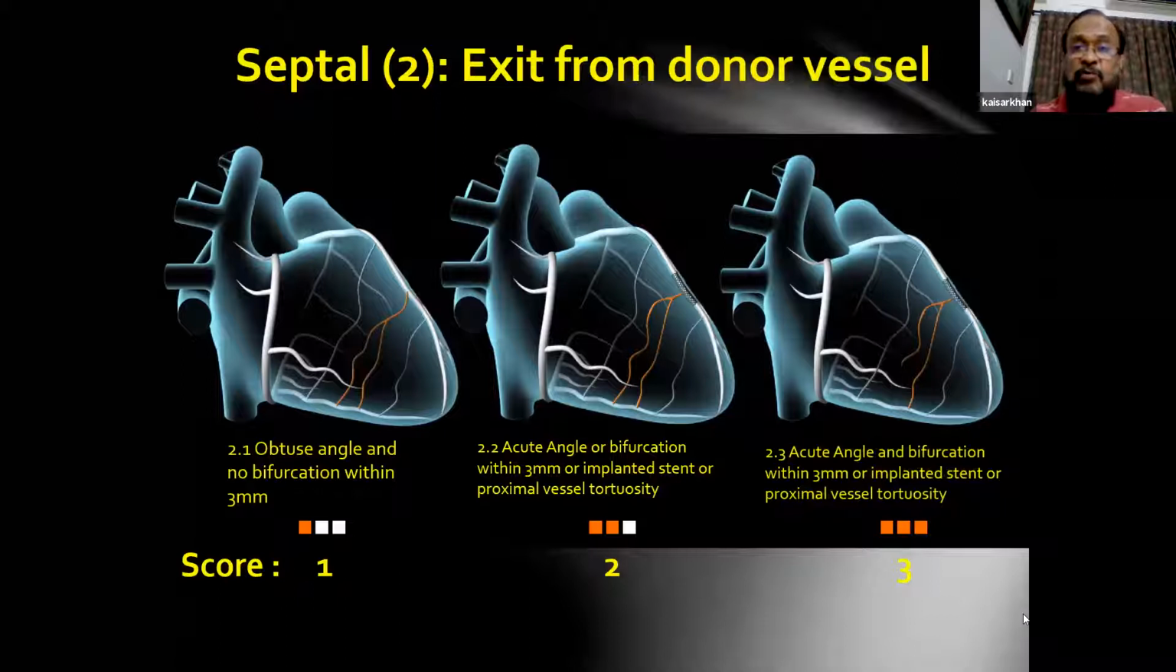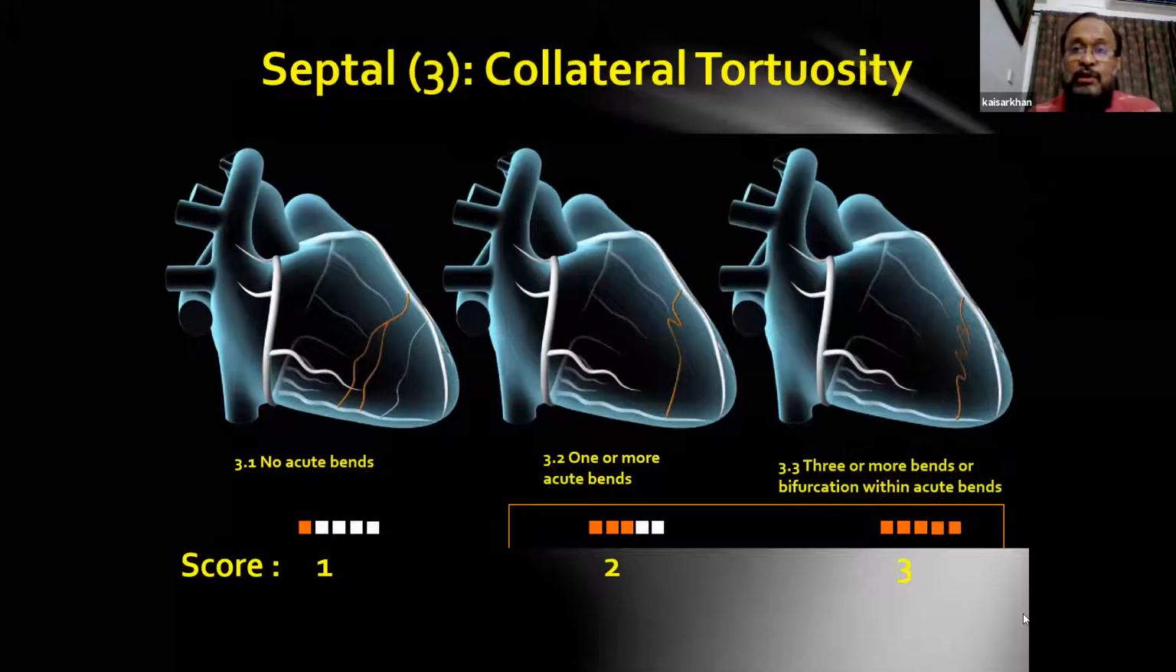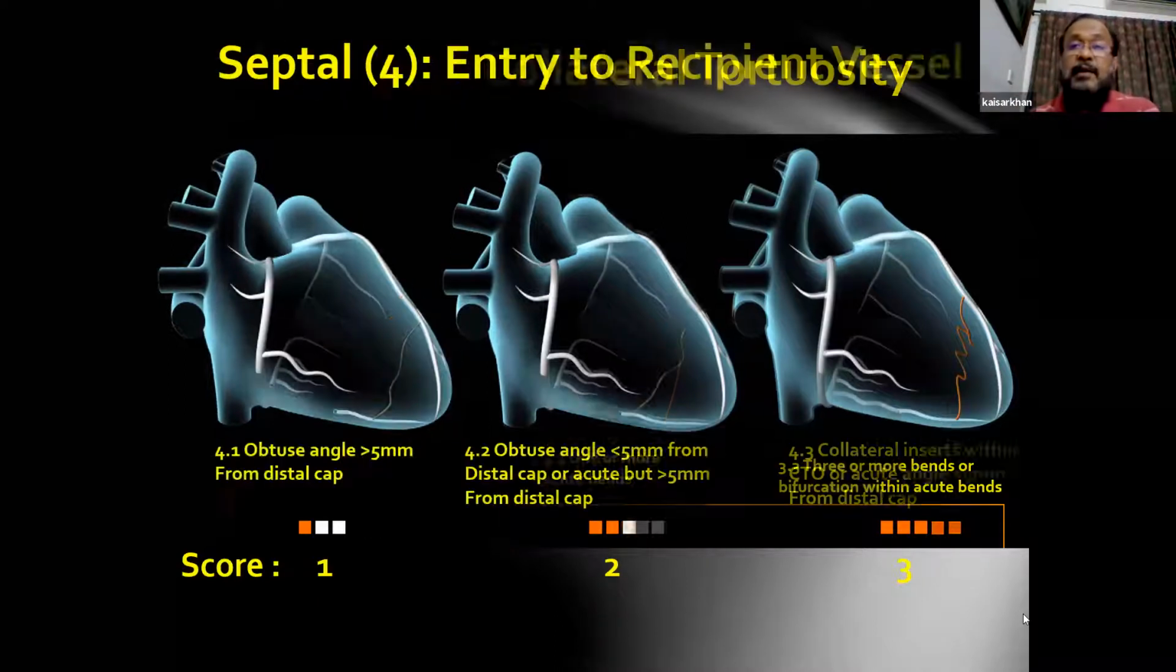Next, exit from donor vessels. If it is obtuse, more than 90 degrees, it is easy to cross. If it is acute, or if it is a bifurcation or has a stent in it, it will be difficult to cross. Collateral tortuosity: if there is no acute bend, or only 1 or 2 acute bends, it is easier, and if there are more than 3 acute bends, which is seen in the third picture, it will be difficult to cross.